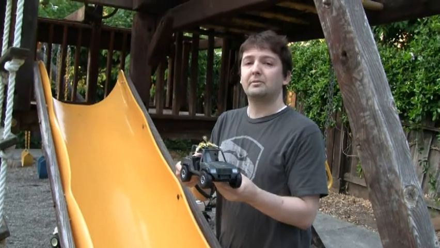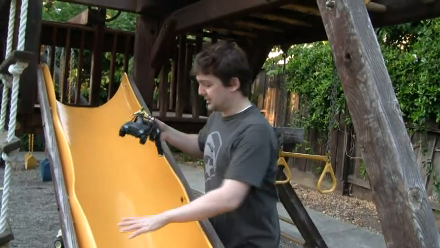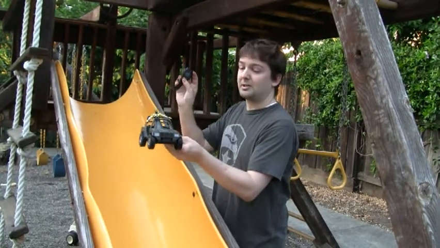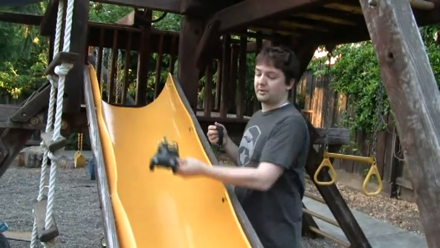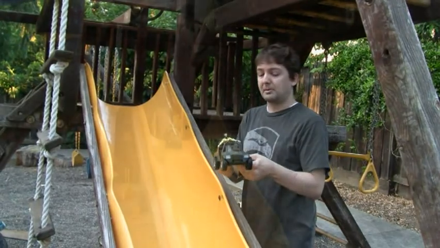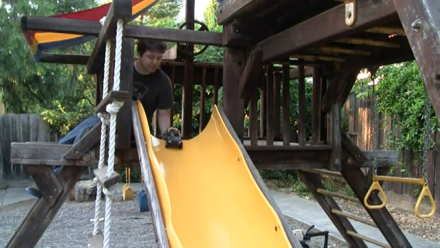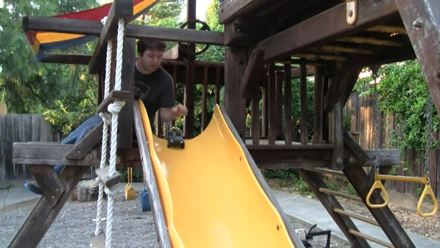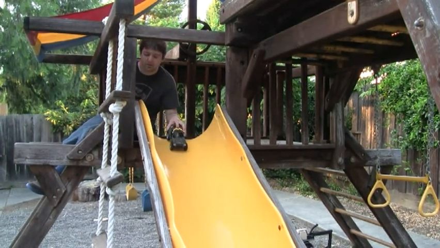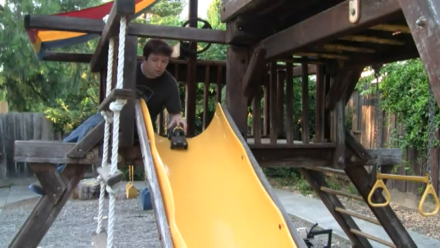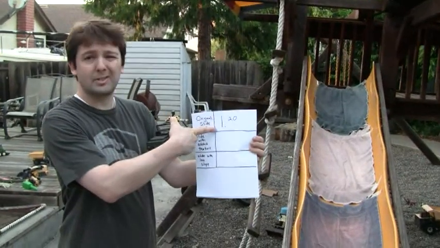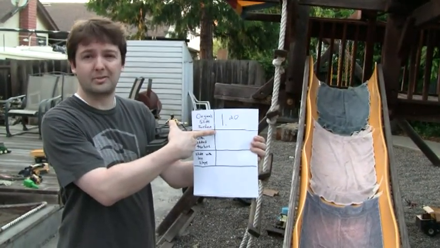Alright, so for our first run, this is going to be with the slide with its original surface, and we're going to time it with my stopwatch here to see how long it takes for it to reach the bottom. And it's probably going to be really quick. Alright, so we're ready to do our first test. On the count of 3, I'm going to start my stopwatch and let go of the car at the same time. So 1, 2, and 3. Alright, so for our original slide surface, we came in at 1.2 seconds.